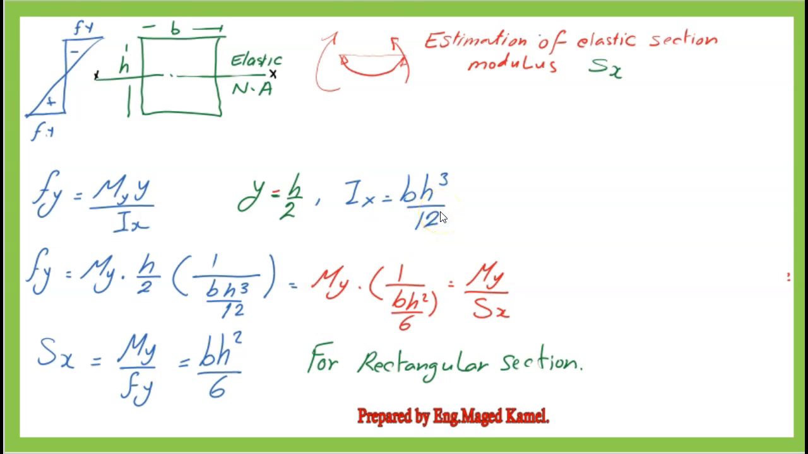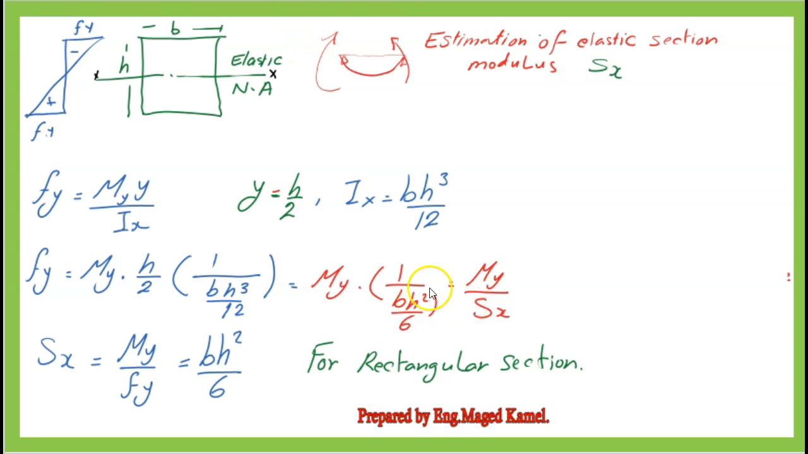The moment of inertia Ix value will be the parallel times the perpendicular raised to the power of 3 divided by 12, or b times h cubed divided by 12. The yield stress F sub y equals M sub y times h over 2 divided by b h cubed over 12. Adjusting the terms and letting S sub x equal Ix over h over 2, we will find that F sub y equals M sub y divided by b h squared over 6.